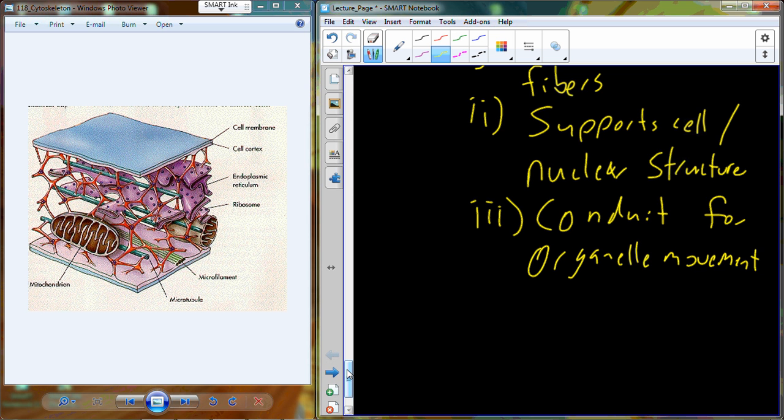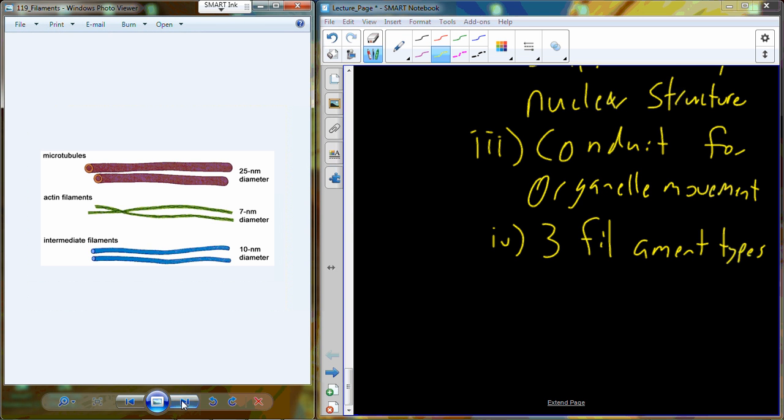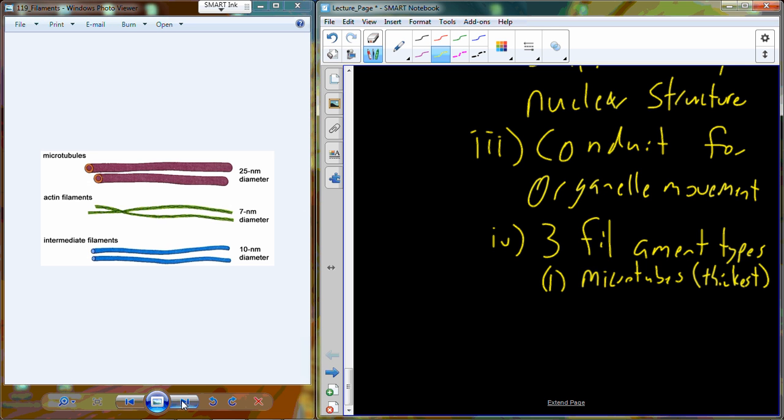There are three filament types that we can identify in eukaryotic cells. And those three filament types are basically going to be differentiated based off of their size. Microtubules are about 25 nanometers in thickness and are the biggest or thickest of these filaments. The next are going to be the actin filaments, or what are more properly called microfilaments. So we have our microfilaments or our actin filaments. And then right in the middle, right around 10 nanometers in diameter, we just simply have what we'll call an intermediate.